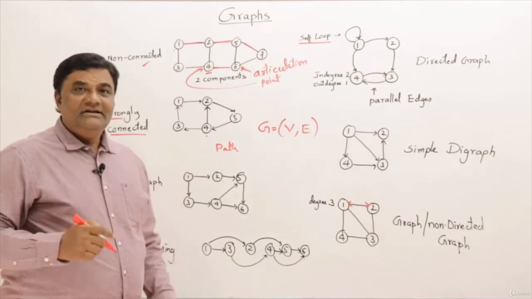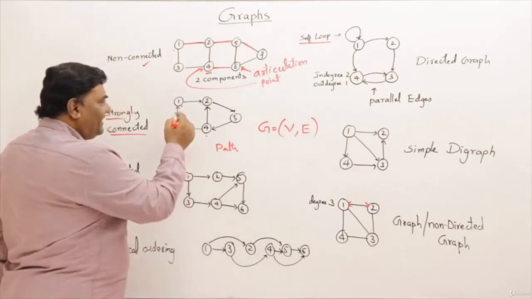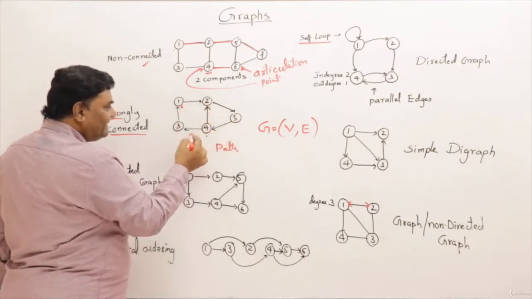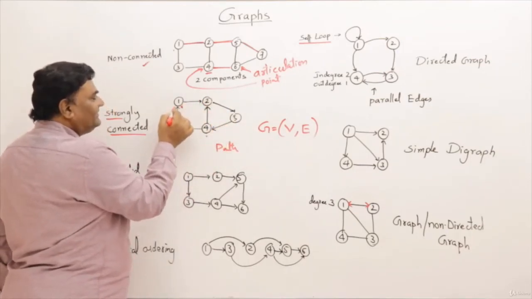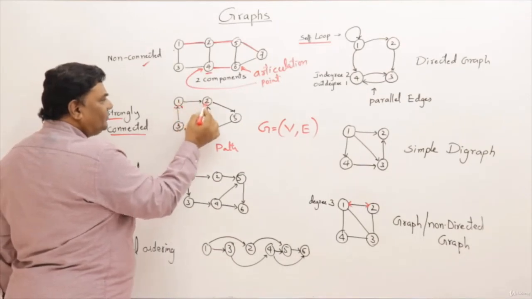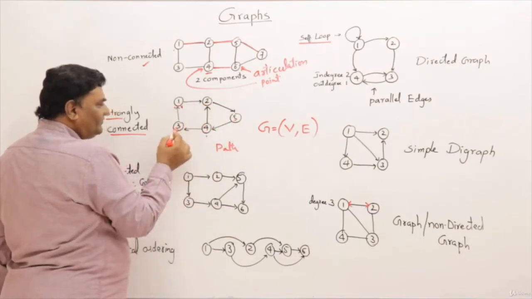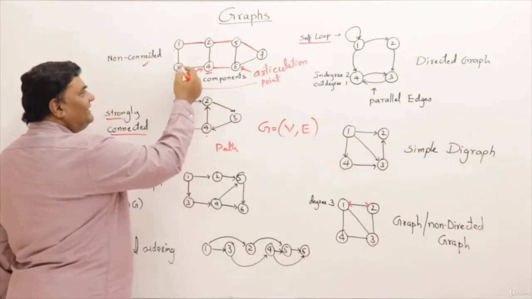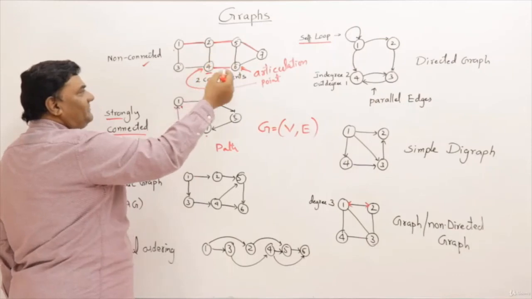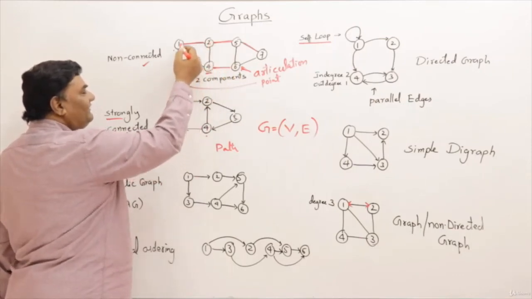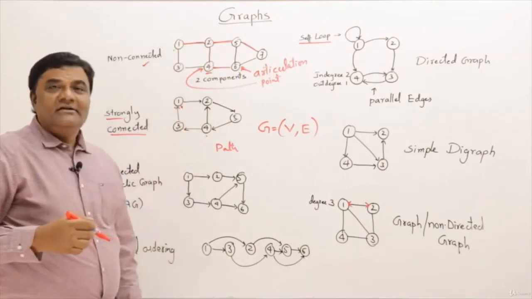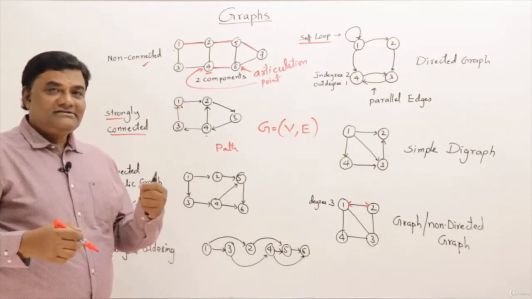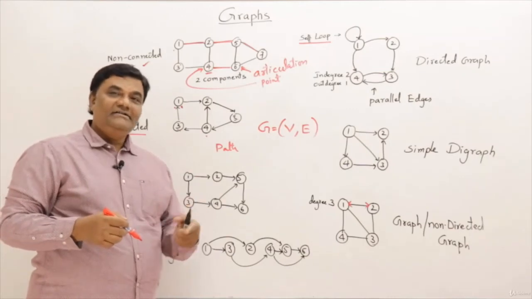The next term is cycle. If there is a path that starts from some vertex, goes around a few vertices, and again reaches back, then it is called a cycle. Like from 1 to 2, 2 to 5, 5 to 4, then 4 to 3, then 3 to 1. Or 2, 5, 4, then 2. It's a cycle. And here also we have cycles. This is non-directed, but still we have the cycle 1, 2, 4, 3, 1. So a cycle is a circular path or a circuit, that starts from one vertex and ends at the same vertex.